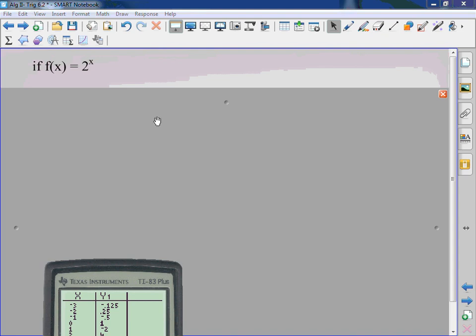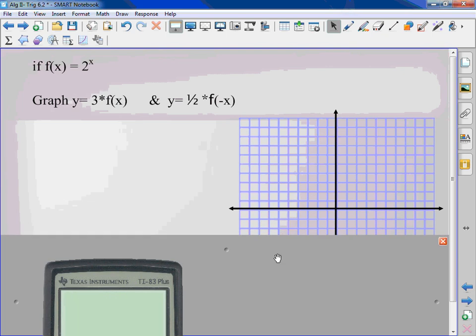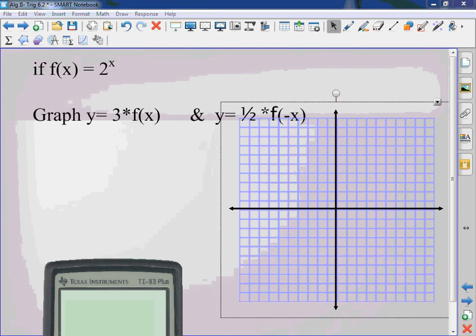If f of x equals 2 to the x, we're going to graph 3 times that and 1/2 times the negative of that. We just did the top one. The top one is our first graph. I want you to look at what happens if I multiply it by 3 or cut it in half and change the sign. You can use graph paper. All right, going over this.